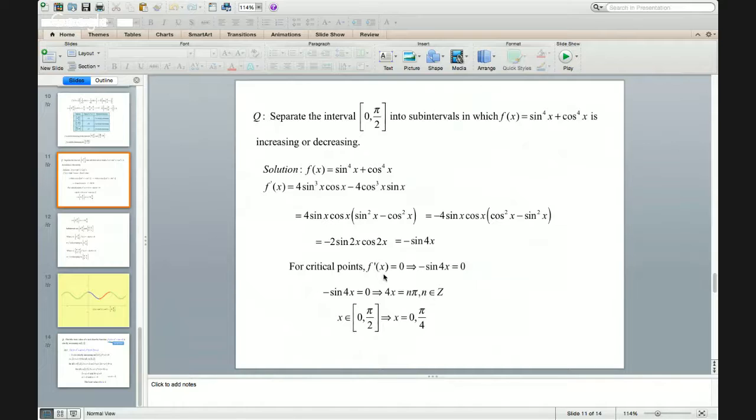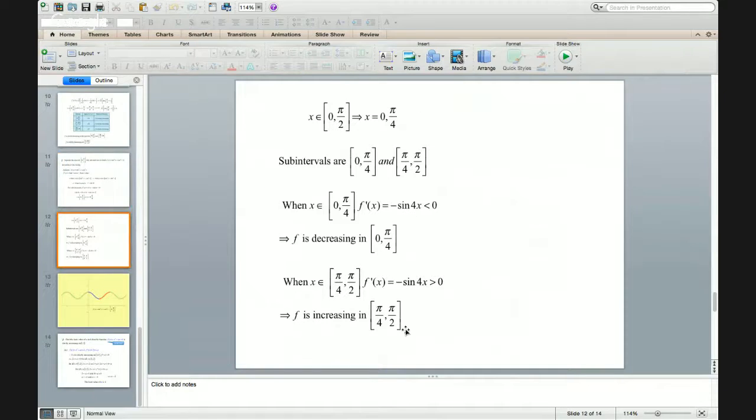So for critical points, f dash of x is 0, which implies negative sine 4x is equal to 0. So 4x must be a multiple of pi. Since our condition is that x belongs to the closed interval 0 to pi by 2, with that constraint, the solution for this condition would be that x is either 0 or pi by 4. And therefore, we end up with the two subintervals, 0 to pi by 4 and pi by 4 to pi by 2.